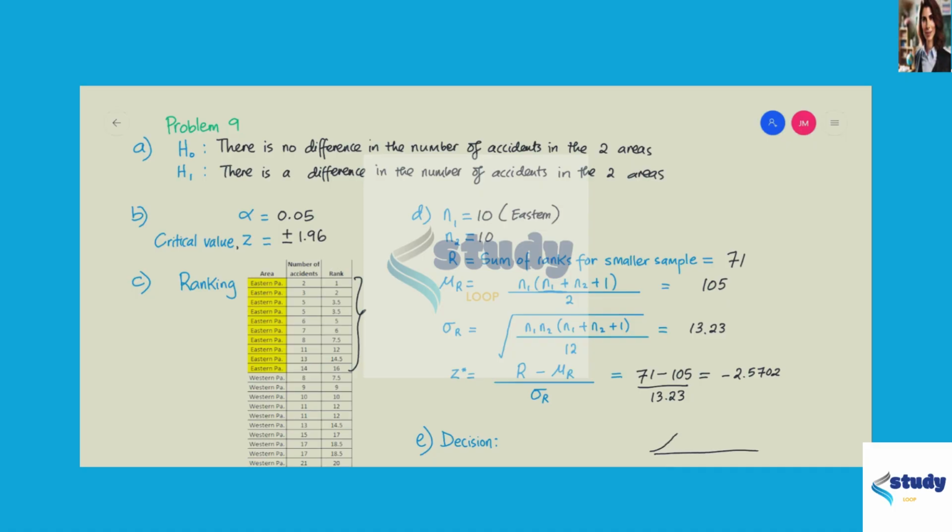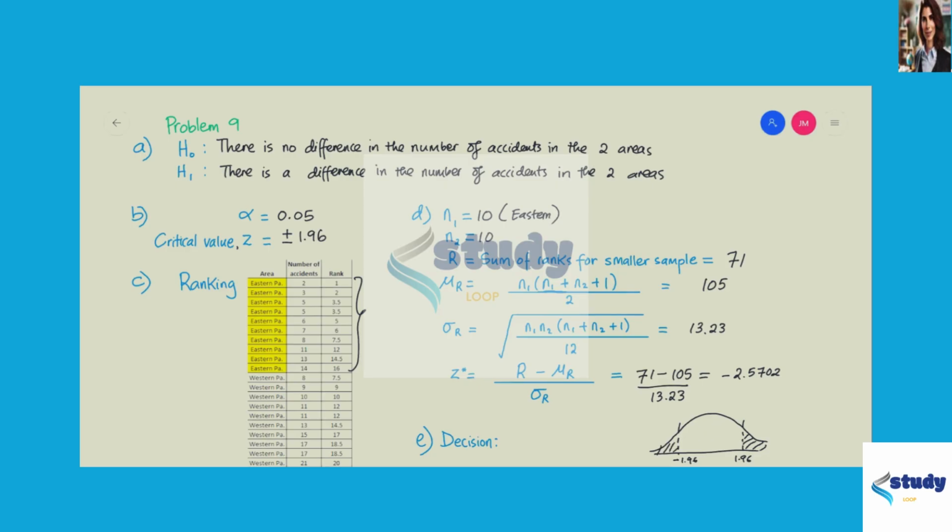Next, we compare the critical value and the calculated value of Z, and we can quickly sketch the critical regions at the 0.05 level of significance. So in our case, we see that it's negative 1.96 and positive 1.96. So you can shade on both sides to show the critical regions.